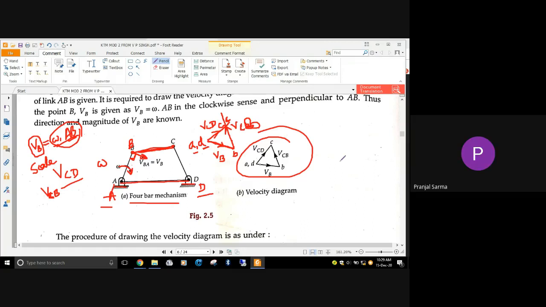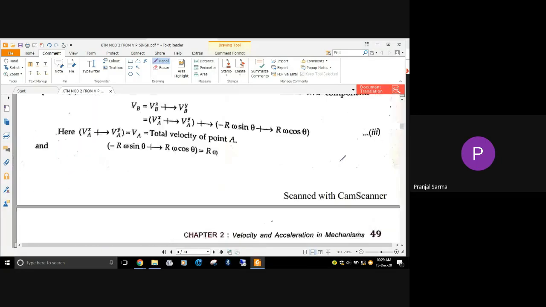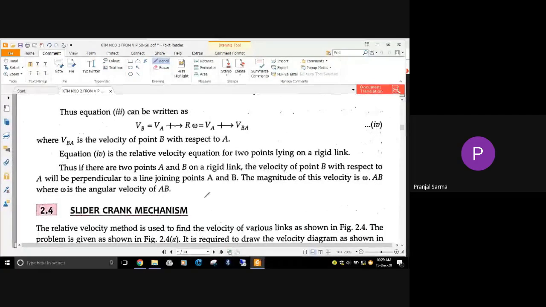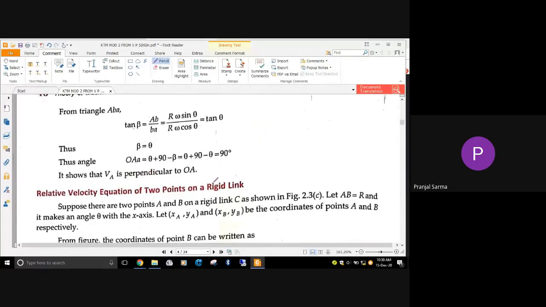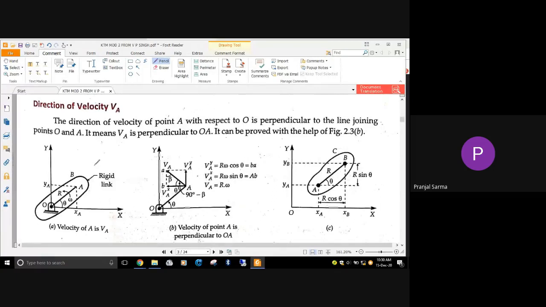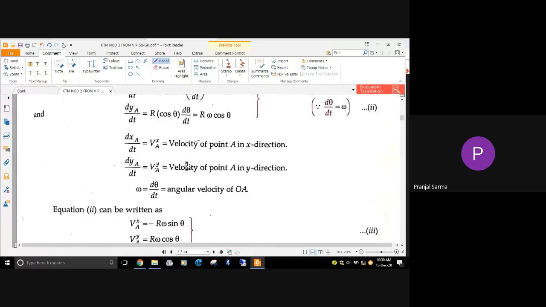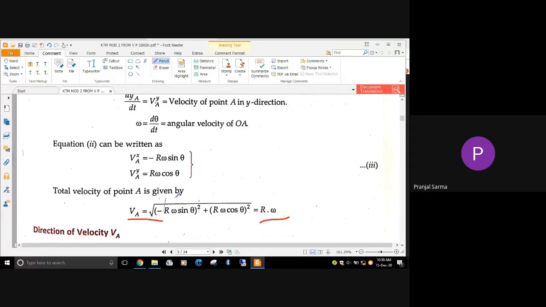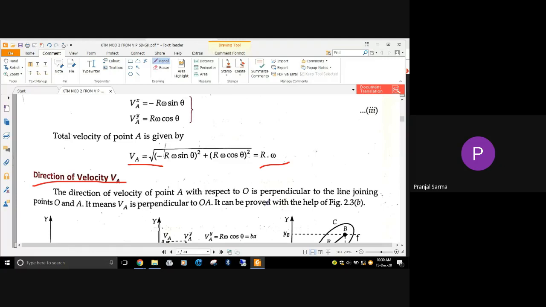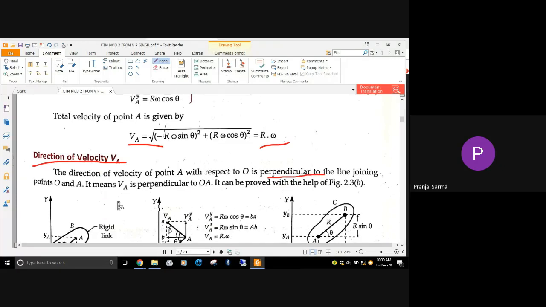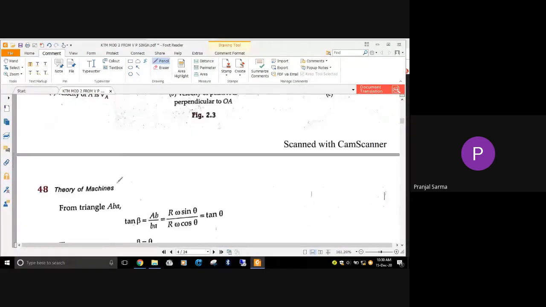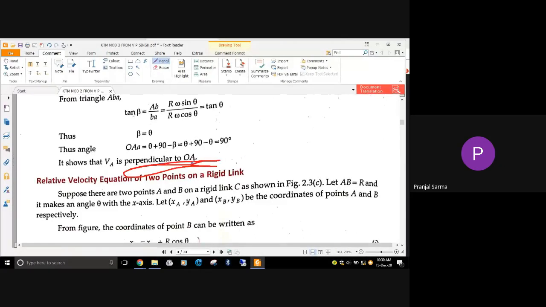Sir, how are we getting the directions? The directions are already known, if you recall yesterday's class. This is perpendicular to the line joining A and B. From this particular figure, these bodies can be considered as links. We have already obtained V equal to R omega; that expression we have obtained, and we are using it. For the direction of velocity, it is perpendicular to the line joining those points, which is nothing but the link. Ultimately it becomes the link, so it is already perpendicular to the link. Directly we can use perpendicular to the link.